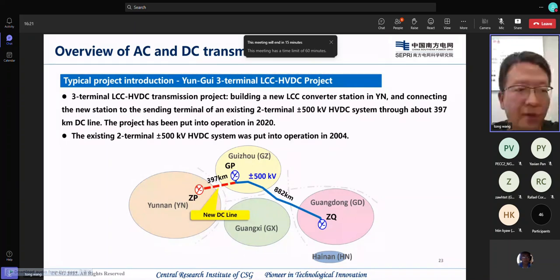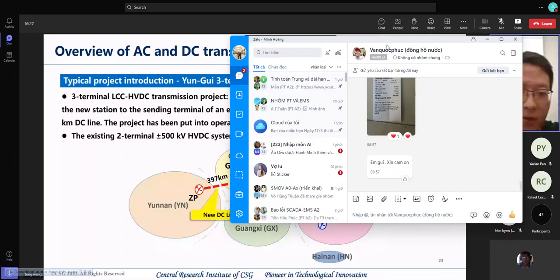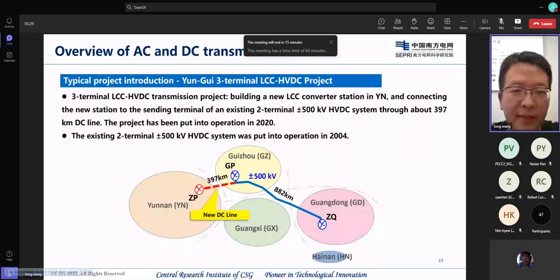So for this project, we built a new LCC converter station in Yunnan connecting some new hydropower plants, and we also expanded the 2-terminal HVDC to 3 terminals, and upgraded some control and protection systems.